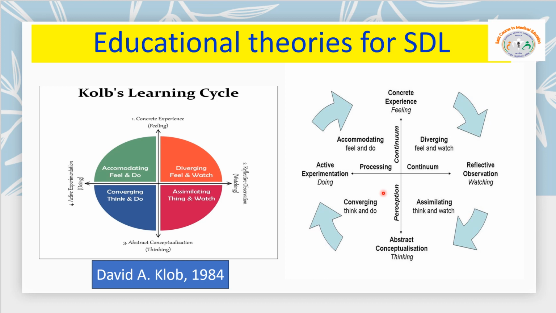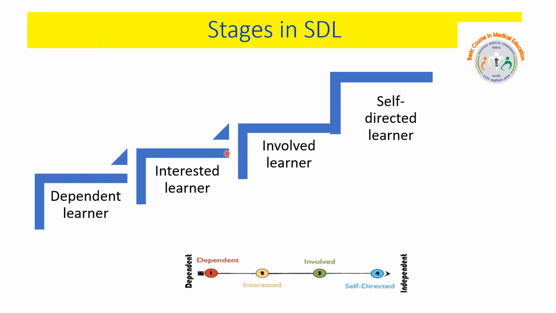So this is one of the educational theories. One is the cognitivism theory, one is the humanism theory, and another is the experiential theory, which we can explain by this Kolb's learning cycle. Now, what are the stages of self-directed learning? Gerald Grow's staged self-directed learning, or SSDL.